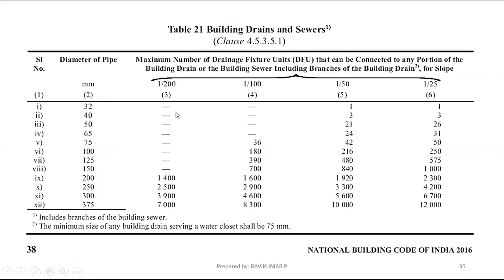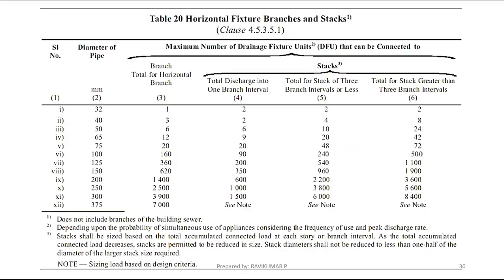So that's why this table is useful for ground floor projects only, not for the first floor and high-rise buildings. If our project has only a ground floor, we can use table number 21. If you are going for a high-rise building, as well as the ground floor, you can use table number 20. Horizontal fixture branches and stacks. Stacks means vertical pipe. Horizontal pipe and vertical pipe both you can design from table number 20. Like that you have to read the table.